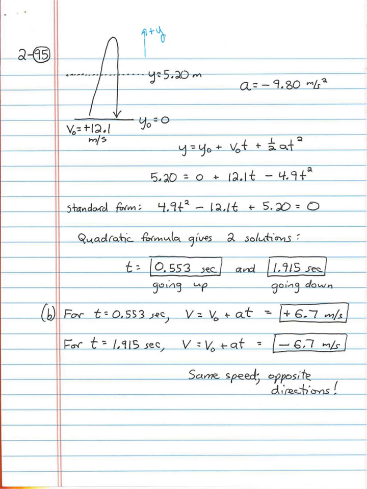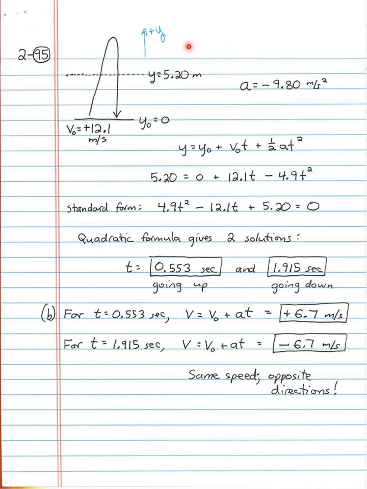You look at my picture, I have it going up and then going down, and it's going to pass this point, this height of 5.20 meters, twice, once going up and once going down. We want to find both of those times. So I've written the given information around the picture. V naught is 12.1 meters per second. Y naught, the height from which it's launched, we're just going to call that 0. And we're interested in y equals 5.20 meters above that launch point.